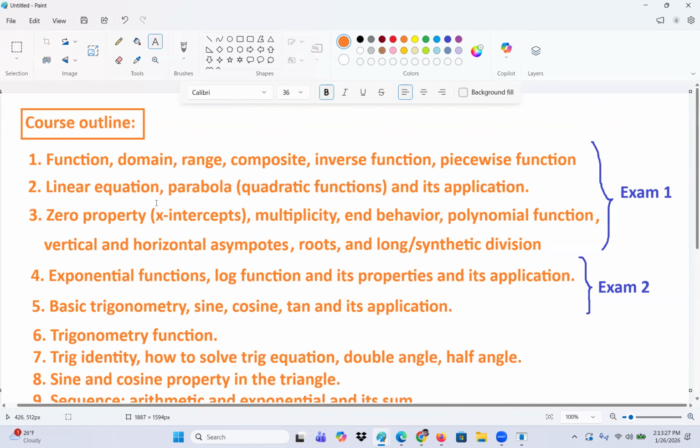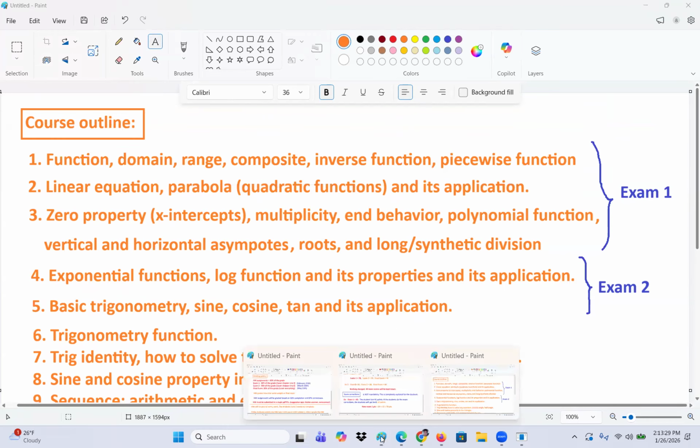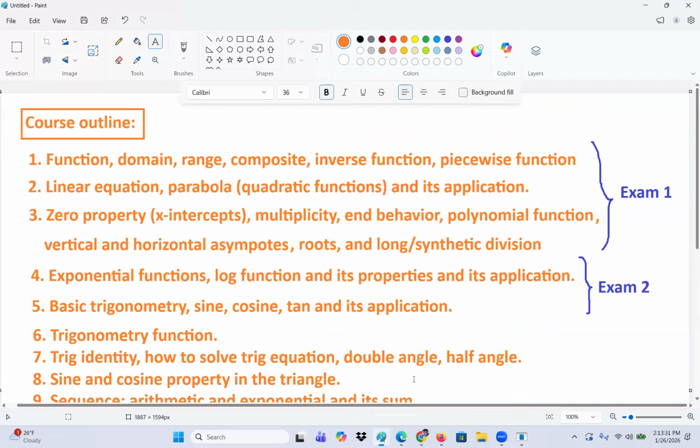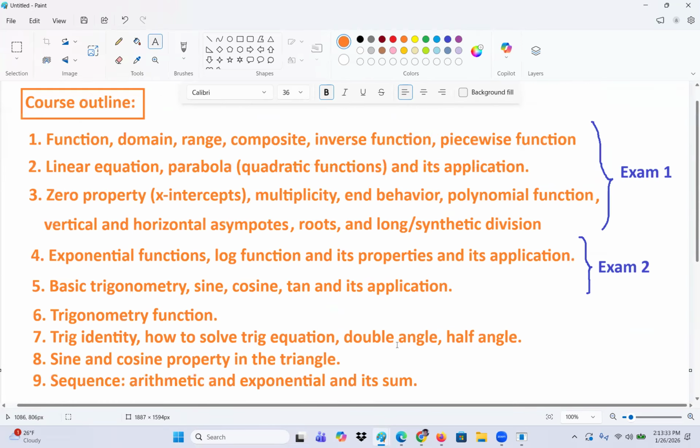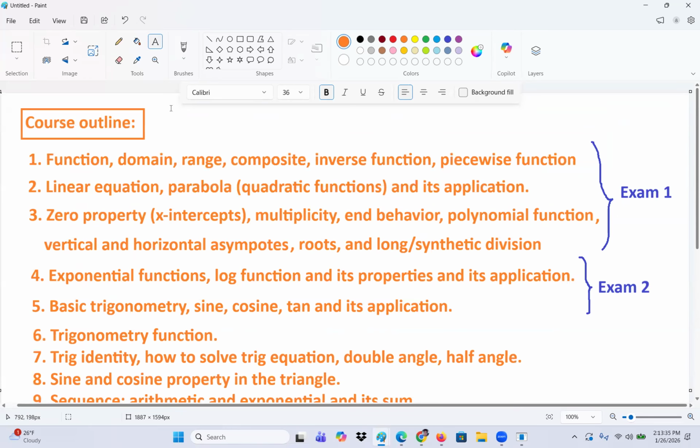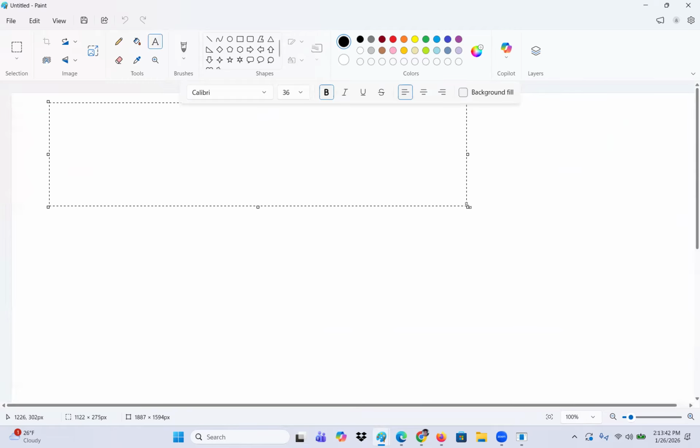So like I said, there are a lot of things that we're going to learn, and we're definitely going to spend a lot of time on it. But for the third exam, we're going to focus on the first 3 chapters. All right, so let's get started with chapter 1. This is going to be functions.